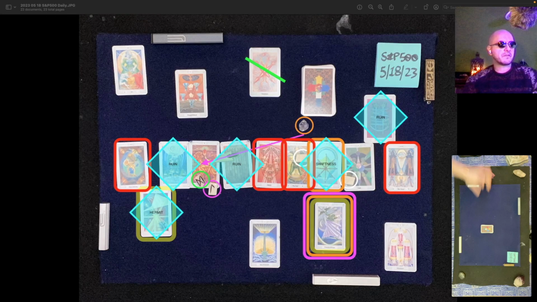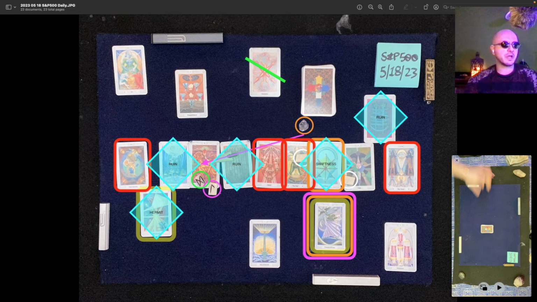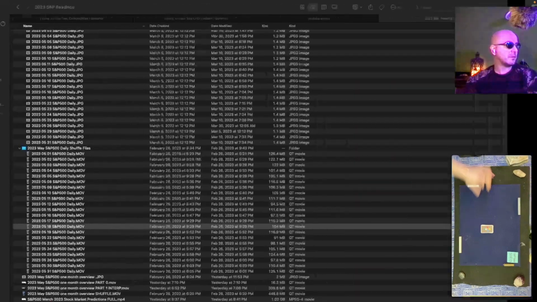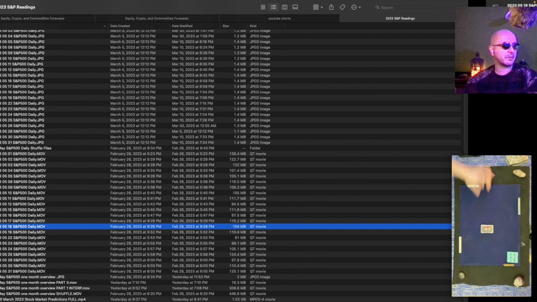This is the S&P 500 one-day reading for May 18th, 2023. It's currently April 9th, 2023, 6:25 p.m. Eastern Time. And the shuffle file that we're about to play was created on February 26th, 2023 at 9:29 p.m. Eastern Time. That's this file right here.